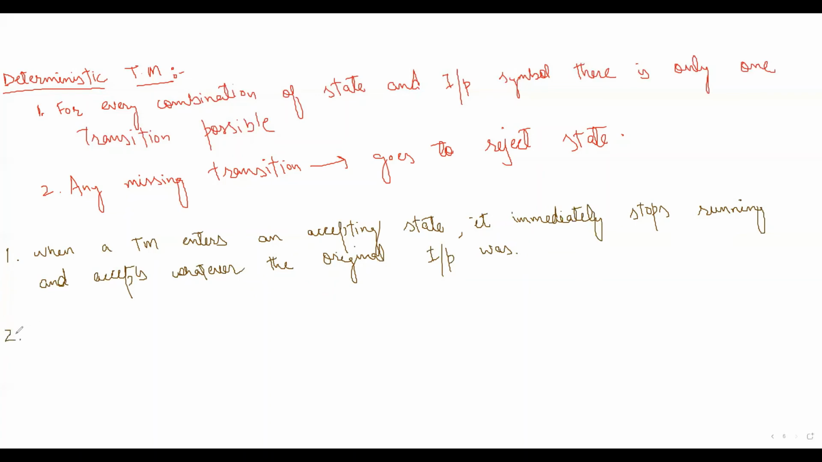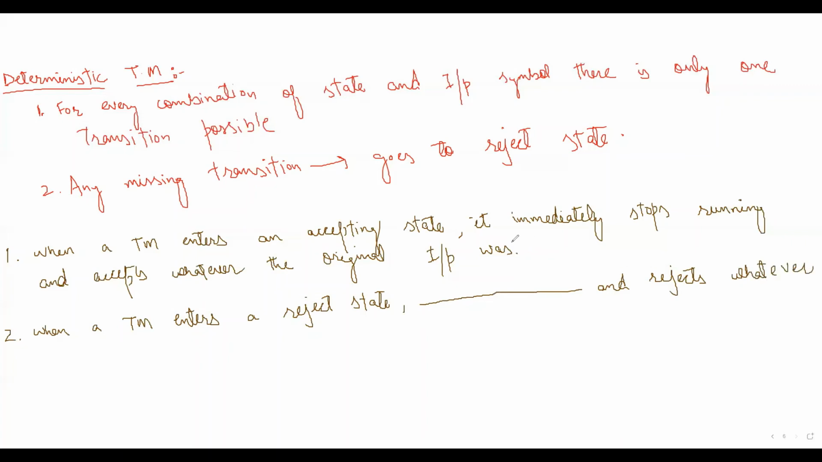Second point is, when a Turing machine enters a reject state, again it immediately stops running and rejects whatever the original input was. Okay.